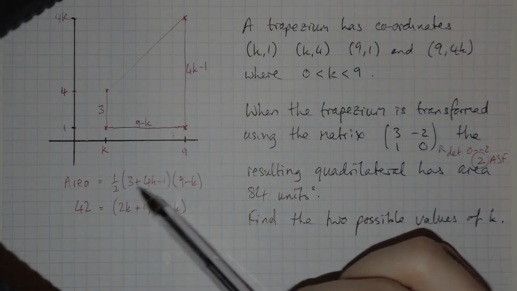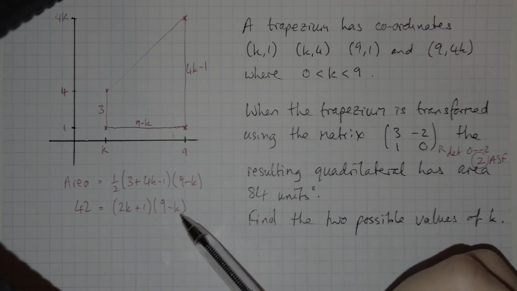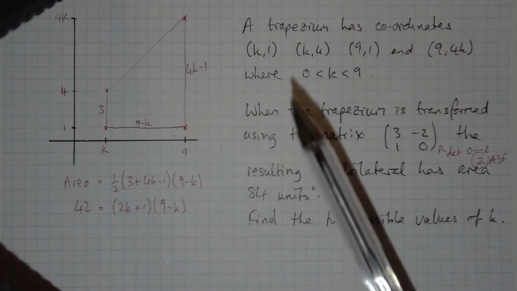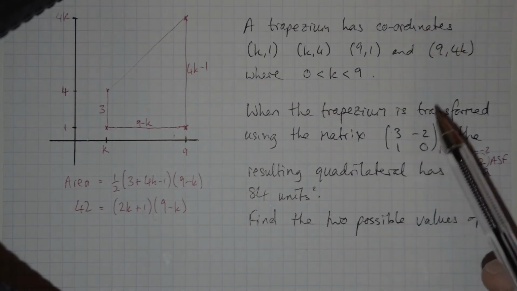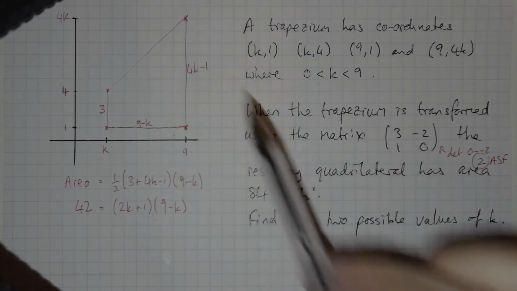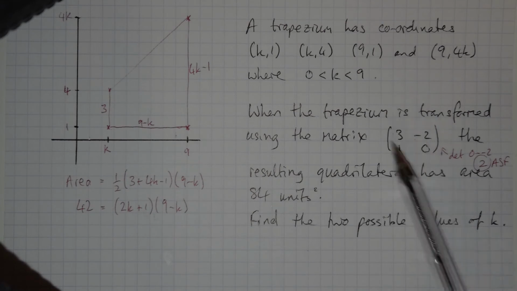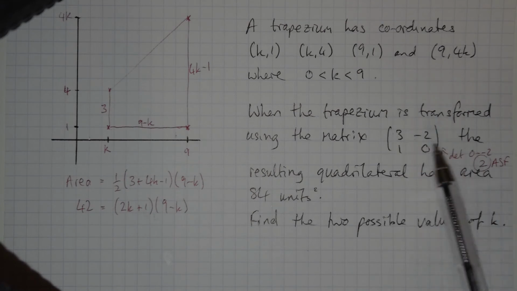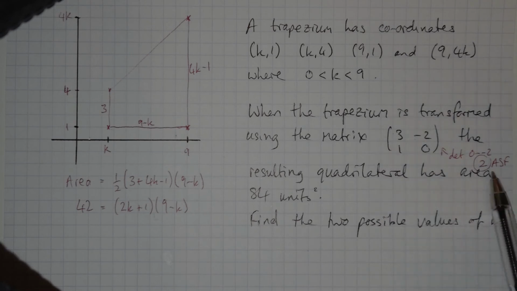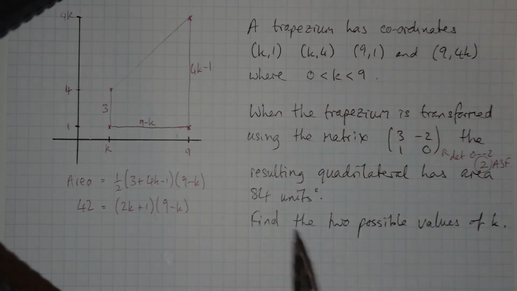This is an expression for the area here, which simplifies to this, 2k plus 1 times 9 minus k. It's an expression for the area of this. But I know that if I use this to transform this, I get a new shape, possibly not a trapezium anymore, and the new shape has that area. Since this has determinant 2, that's the area scale factor of any enlarging part. So if the new shape has area 84, the original shape was half the size, because this is twice the size of this. Therefore, 42 is the area of this thing here.